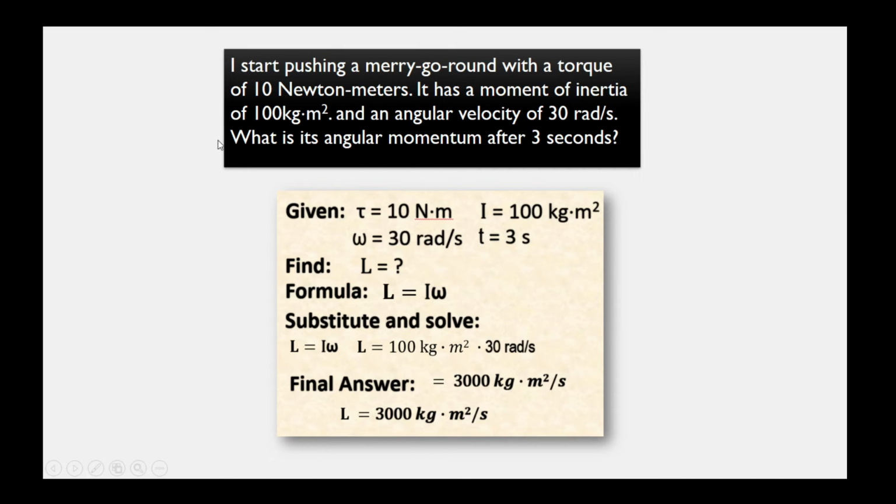Now we have an example of the angular momentum. I start pushing a merry-go-round with a torque of 10 newton meters. It has a moment of inertia of 100 kilogram meter squared and an angular velocity of 30 radians per second. What is its angular momentum after 3 seconds?